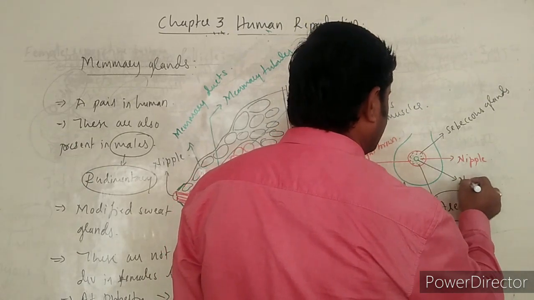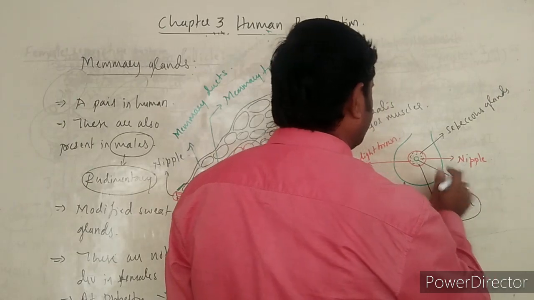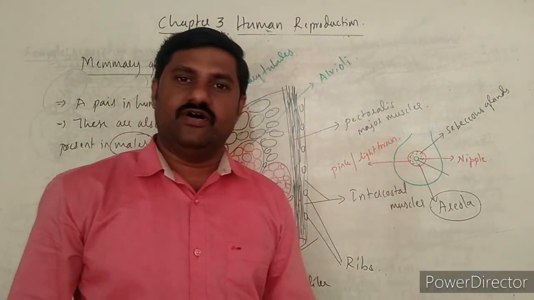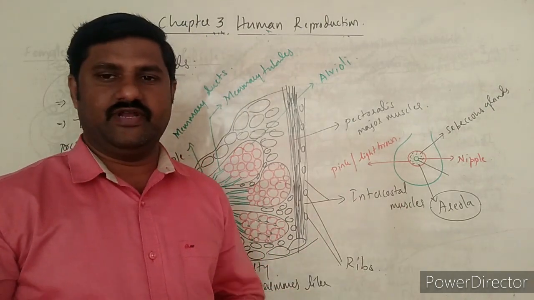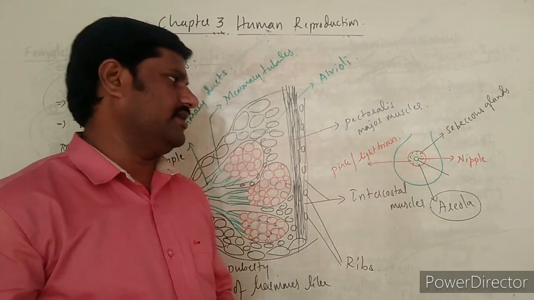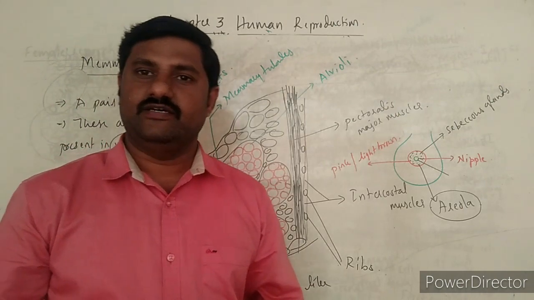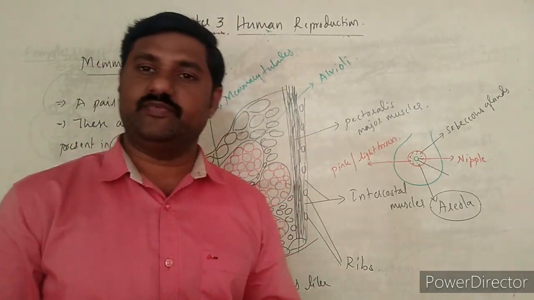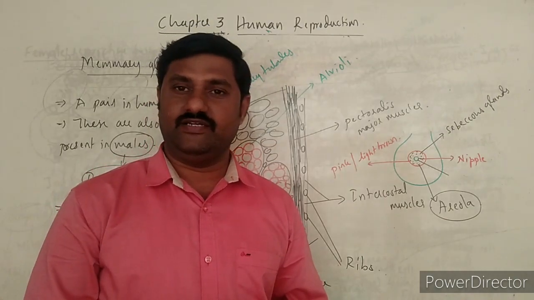Right? So this areola is present around the nipple. This is called the nipple itself, right? So around the nipple there is areola tissue, or skin, right? A thick pigmented area which is provided with many sebaceous glands, right?